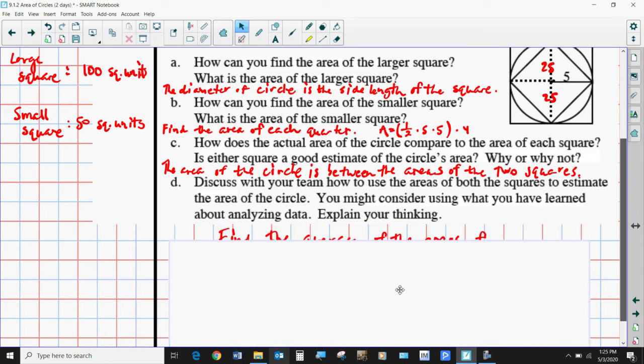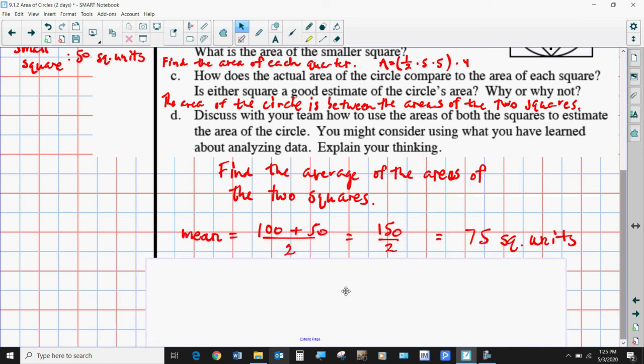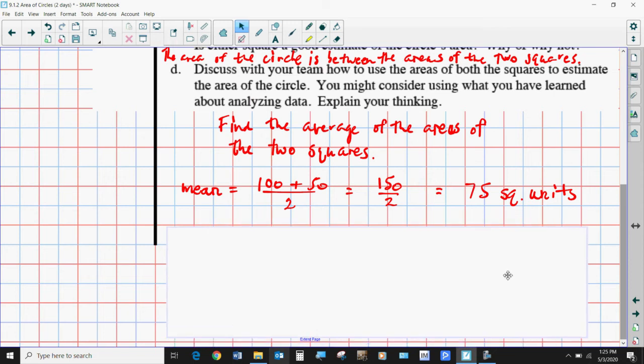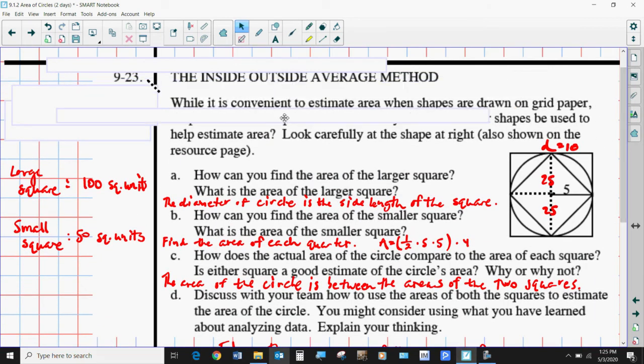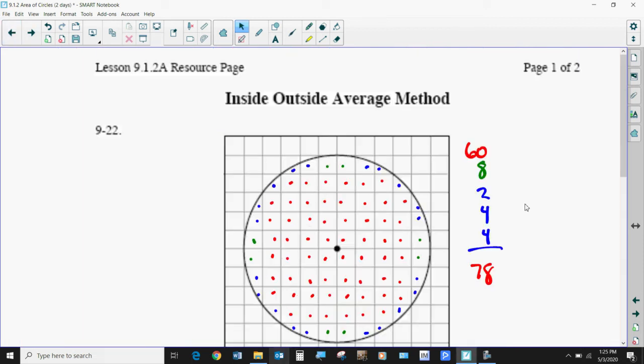Well, this is basically what I said. I said find the average of the 2 areas. And so the average of the 2 areas has to be 150 divided by 2, 100 plus 50 divided by 2. So it's going to be about 75 units. Now, 75 units using some mathematical logic. I believe they call this the inside-outside method. The inside-outside average method. And how close did we come to my estimate here?